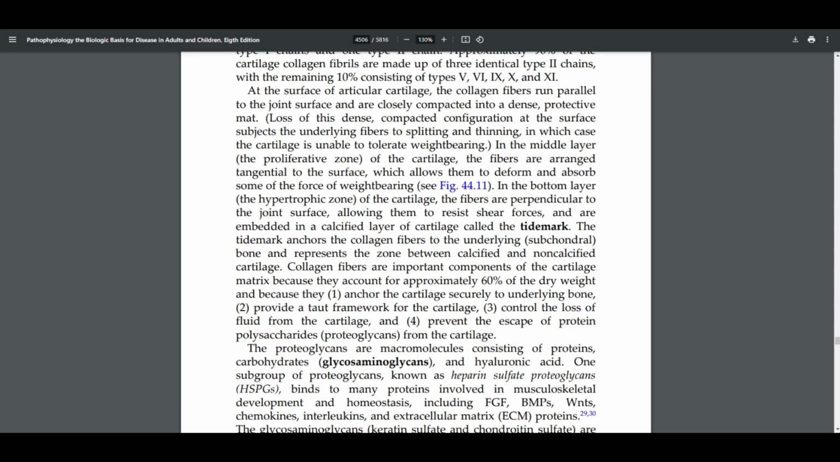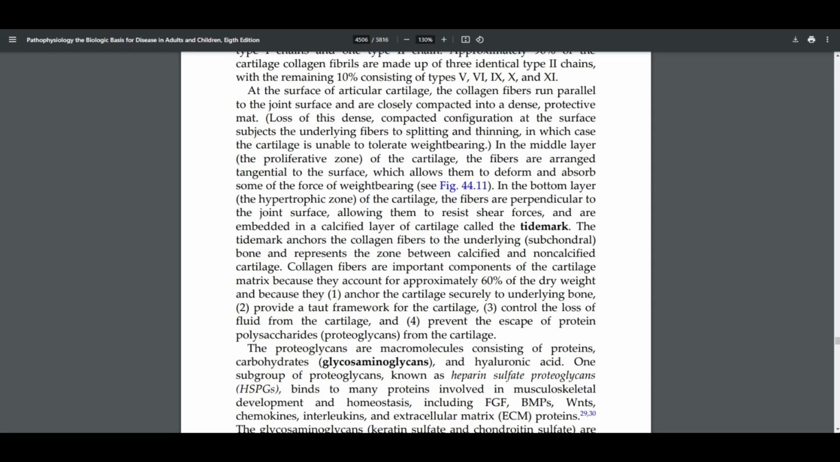In the bottom layer of the cartilage, the fibers are perpendicular to the joint surface, allowing them to resist shear forces, and are embedded in the calcified layer of cartilage, called the tide mark. The tide mark anchors the collagen fibers to the underlying bone and represents the zone between calcified and non-calcified cartilage.